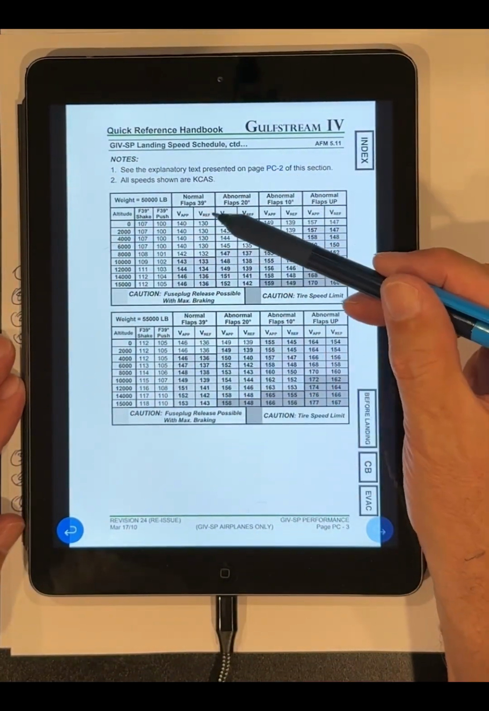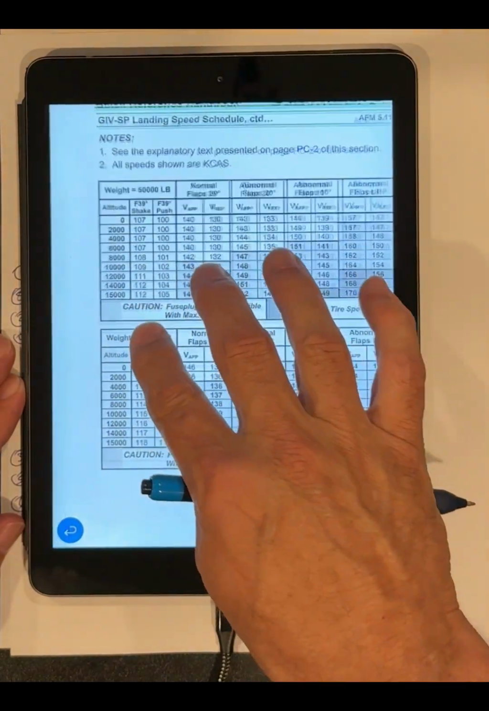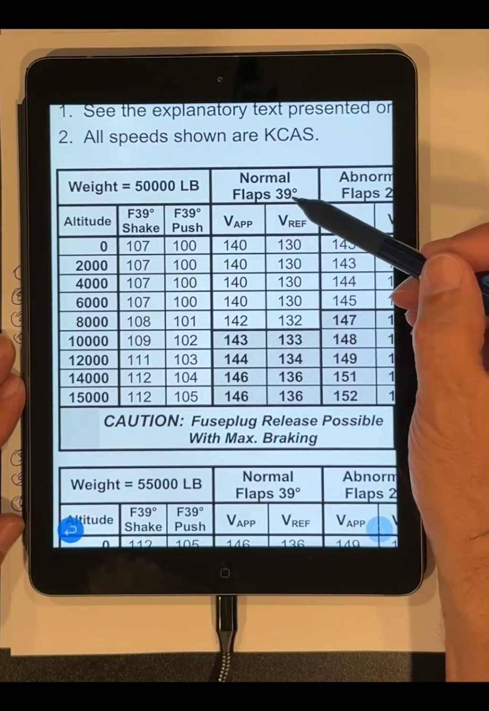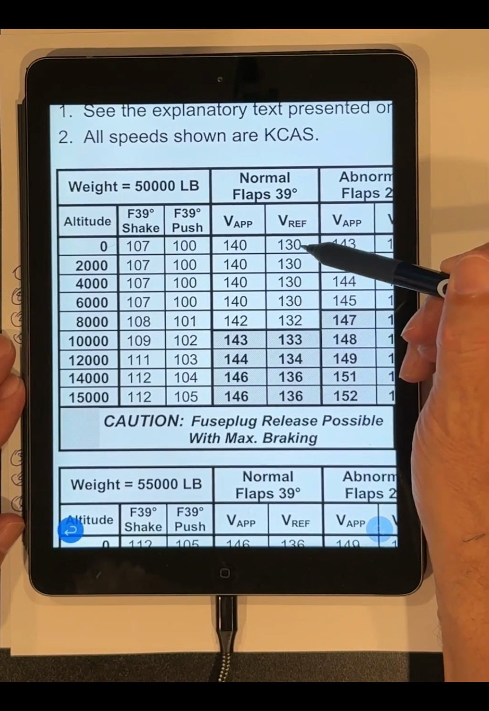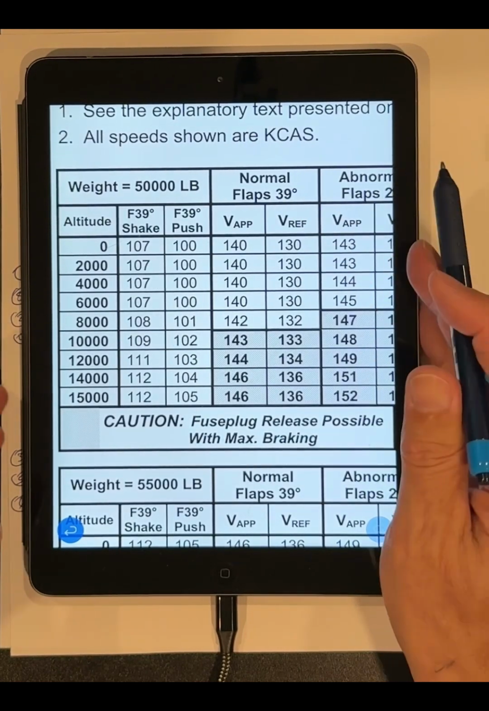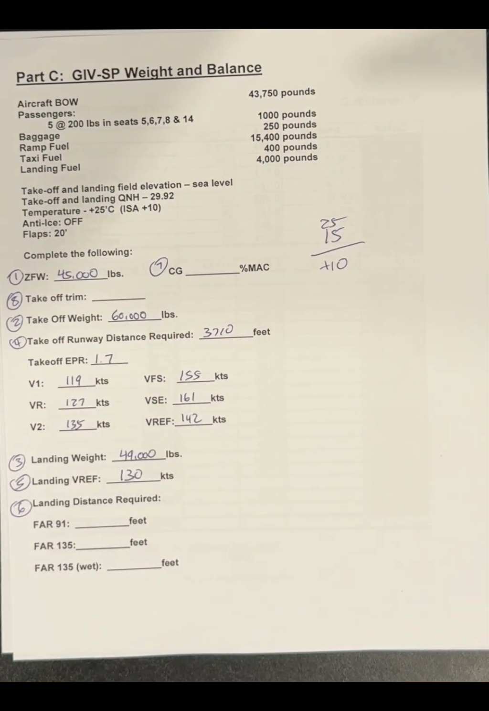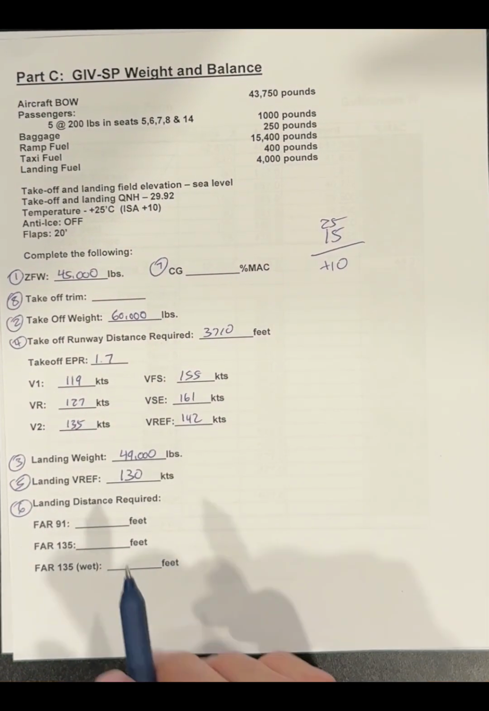So find the landing speed schedule chart for 50,000 pounds. There it is. All right? And we're going to be using normal 39-degree flaps. What's our ref speed? 130. Simple. Number 5 is done. Now number 6.